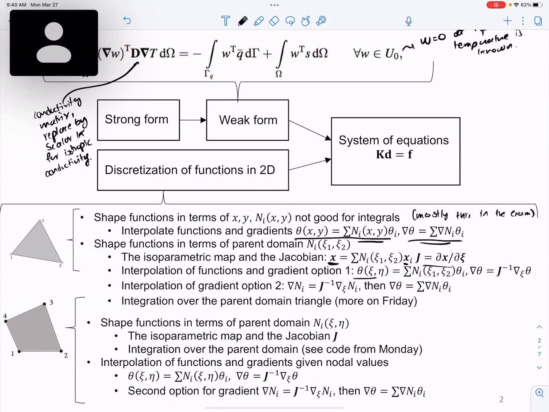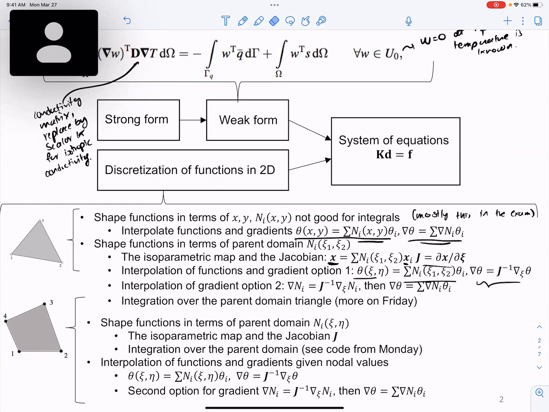For interpolating the function, you can also just sum the shape functions times the nodal values. And the main difference is in how do you calculate gradients? Because at the end, you want gradients with respect to xy, but you can only directly get gradients with respect to psi 1, psi 2, because the shape functions are functions of psi 1, psi 2. So if you want to get gradients with respect to xy, you get gradients with respect to psi 1, psi 2, and then multiply by the inverse of the Jacobian.